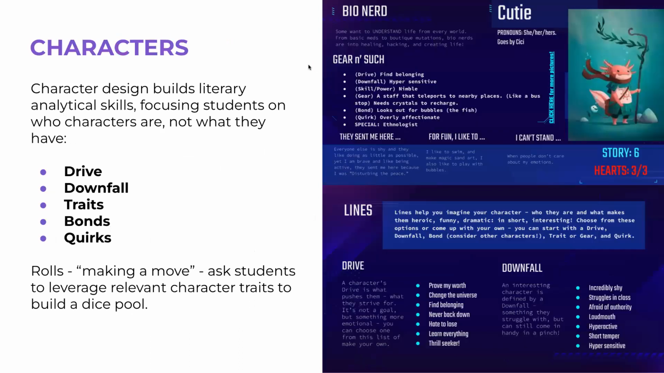Next, character design. So characters are defined by lines. You can also call these tags. Everyone starts with a drive, a downfall, a trait, you can call it a skill or power if you like, a bond, and a quirk. And usually kids will want a piece of gear too. In a science fiction background, you always got to give them one piece of gear, especially if they're all super science nerds. So everybody is getting a gear this time through.